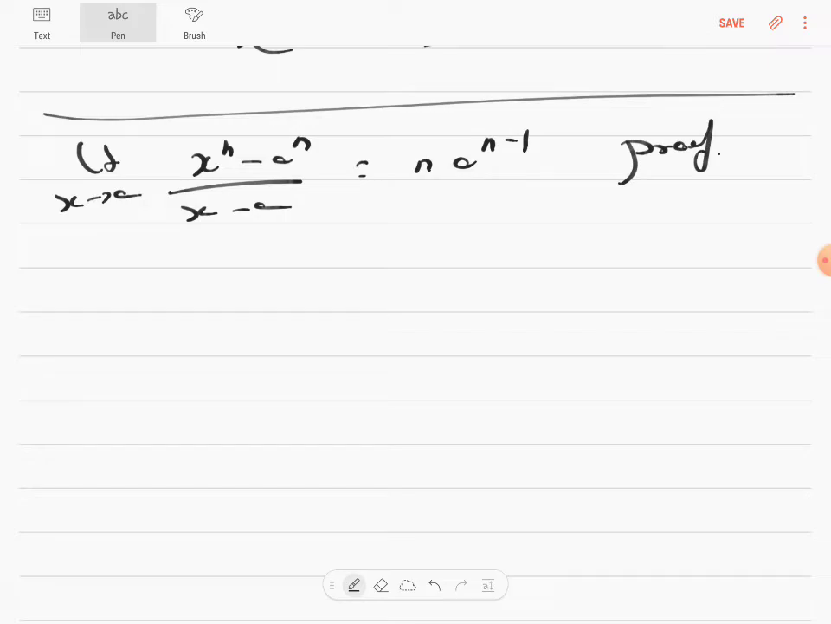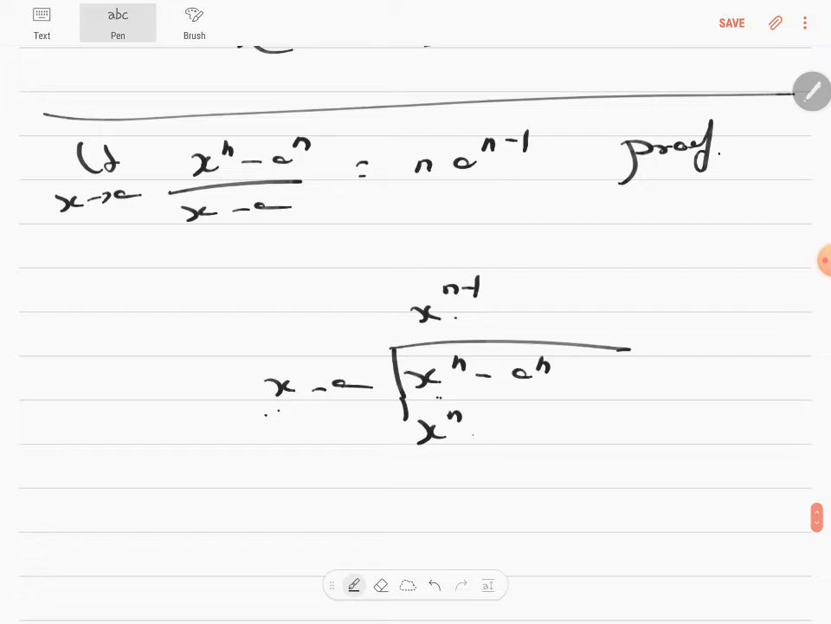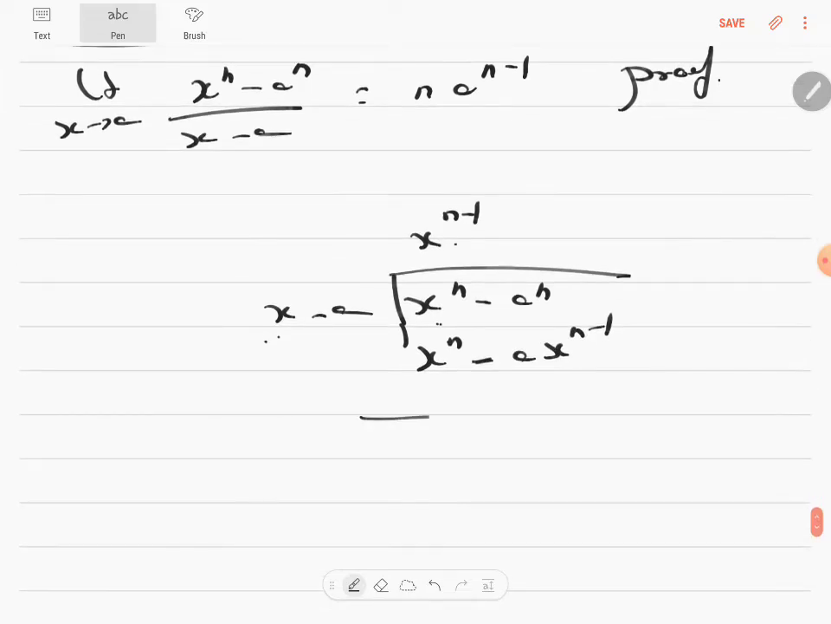I will teach you a simple way to do this sum. You take the numerator and divide it by the denominator. This is x to the power n, this is x. What should you multiply? You multiply x to the power n minus 1 and you will get x to the power n, correct? So when you multiply this and this, it will become x to the power n minus a into x to the power n minus 1. Yes or no? Now you subtract this and add this. This will get cancelled. Now if you see, this will be a into x to the power n minus 1 minus a to the power n.